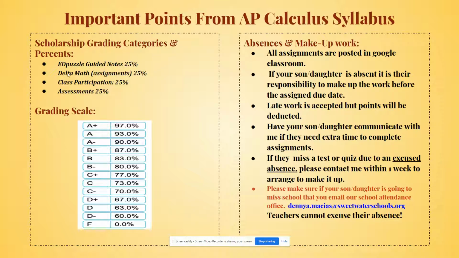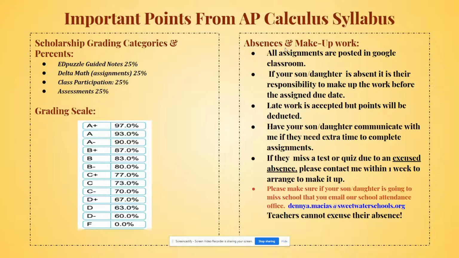The scholarship grading and categories percent. The Edpuzzle notes are going to be 25% of their grade. The other 25% is the Delta Math assignments, the practice. Class participation, which in this case is the skill builders for the students, we do those in class. I do those with them. That's going to be 25% of the grade. And then finally, the assessment piece of our class is also going to be 25%. So everything's pretty much just broken down into quarters. That way the student doesn't get too lost and they know exactly what to do if they do lose track of the things they have to be doing.